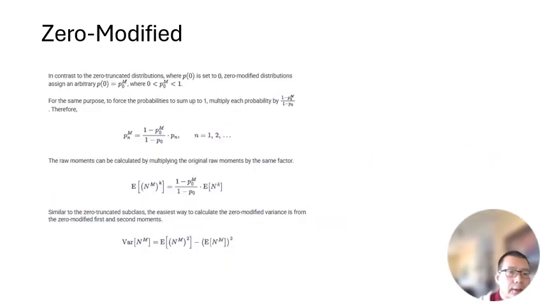So for a zero modified distribution, we can also calculate the expected value of E[NM to the k power] to be 1 minus P0M over 1 minus P0 times E[N to the k power]. So it's very similar to the previous one, except there's another factor in here. Similar to the zero truncated subclass, the easiest way to calculate the zero modified variance is from the zero modified first and second moments, which would still be this.